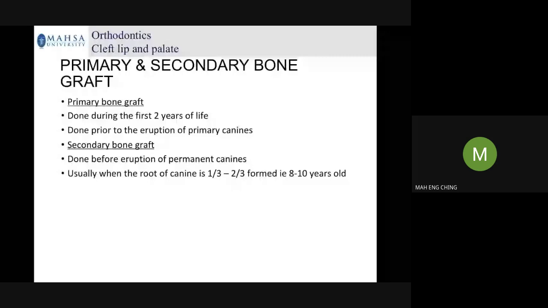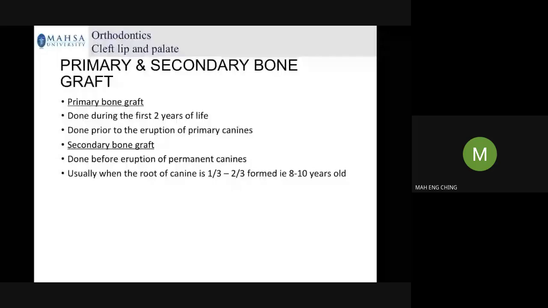Okay, so primary bone graft is done during the first 2 years of life, done prior to the eruption of primary canine. So this one in Malaysia is not very common. Maybe in US they're more common. They do the surgery quite early, so they call it primary bone graft. In Malaysia, they are more prone to secondary bone graft. So secondary bone graft is done before the eruption of the permanent canine. Both are canine. One is primary, one secondary. So Malaysia, we're more focused on the permanent canine.